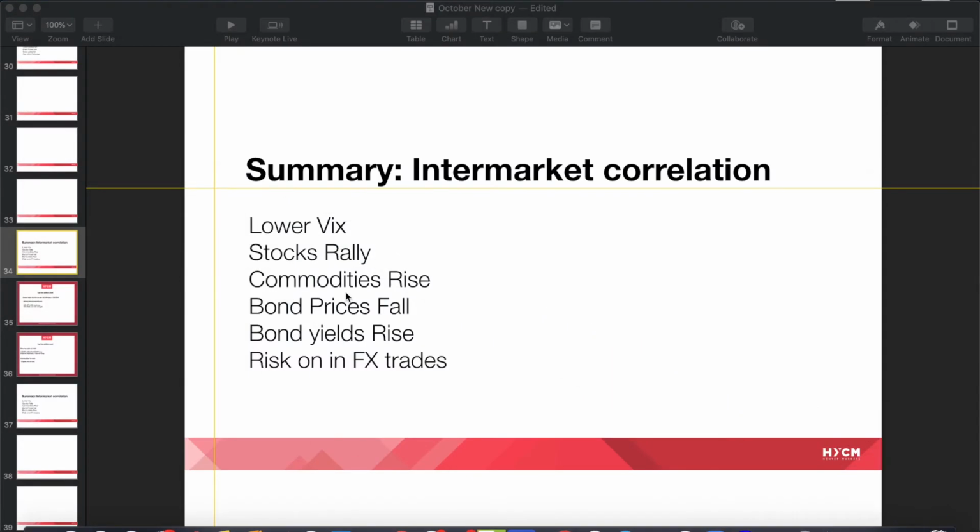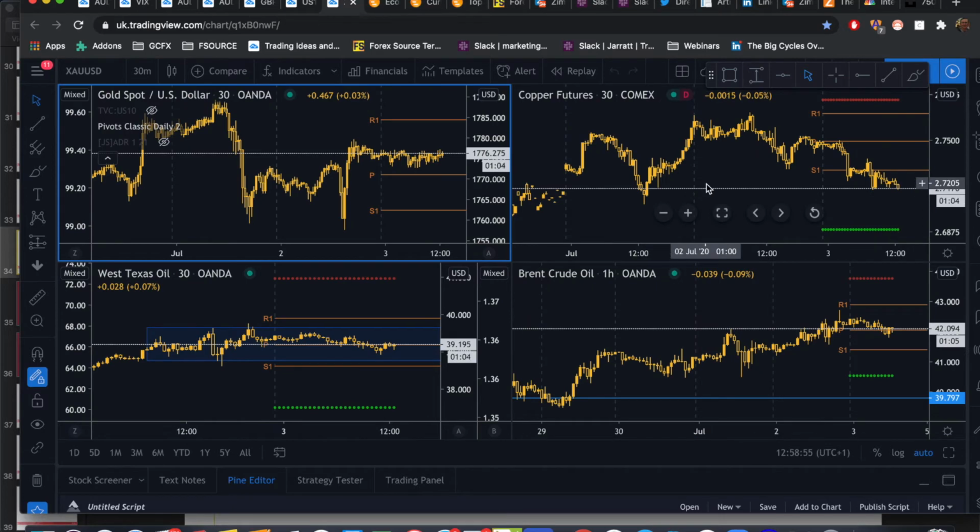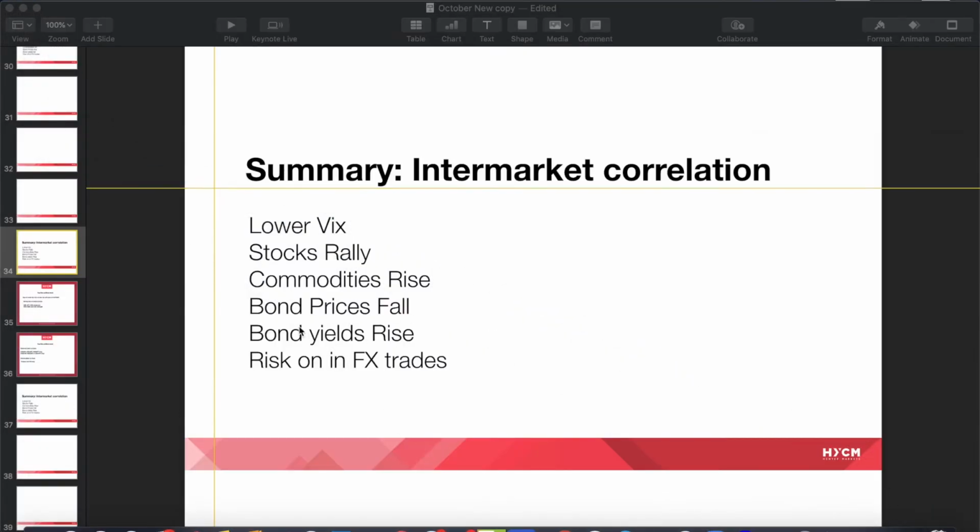We'd also want to see commodities rising. So key commodities that are involved with risk-on would be commodities like copper and oil. So if we see oil moving higher and copper prices moving higher, that's a good indication that the market is ready for some risk appetite. We'd also expect to see bond yields rising.